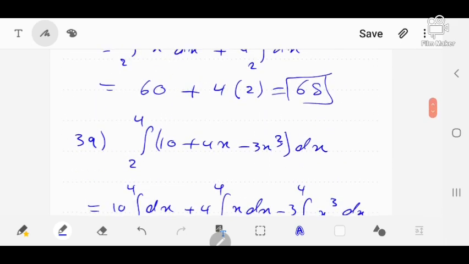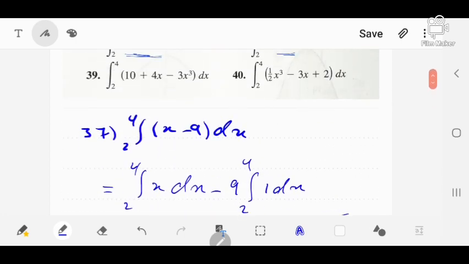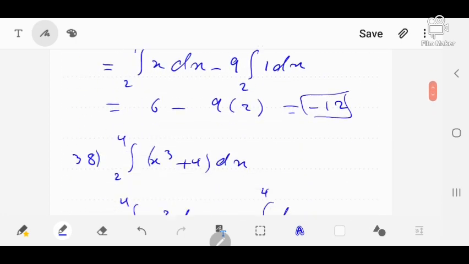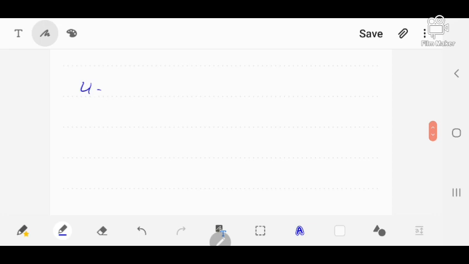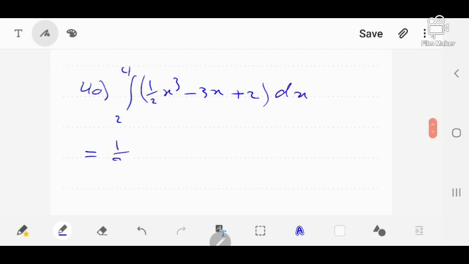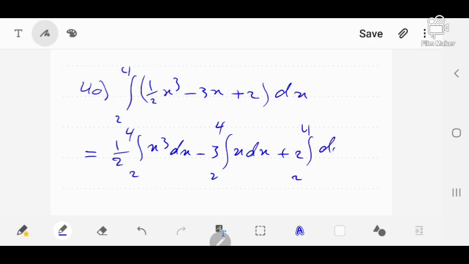What about the last one? Half x cubed minus 3x plus 2, same idea exactly. Question 40 says integration from 2 to 4 of half x cubed minus 3x plus 2 dx. So exactly same thing, half outside 2 to 4 of x cubed dx, minus 3 outside, integration from 2 to 4 of x dx, plus 2 outside, integration from 2 to 4 of 1 dx.